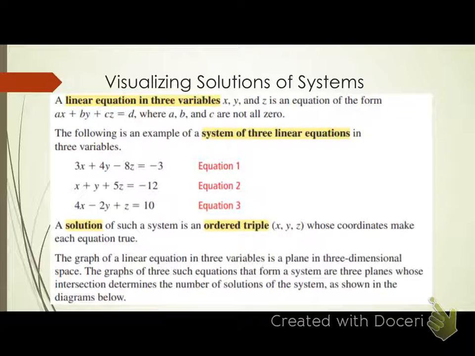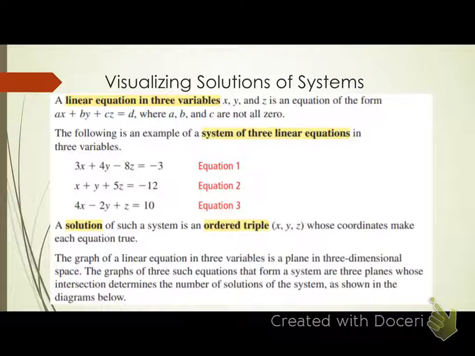The following is an example of a system of three linear equations in three variables. Equation 1 is 3x plus 4y minus 8z equals negative 3. Equation 2 is x plus y plus 5z equals negative 12. And equation 3 is 4x minus 2y plus z equals 10.